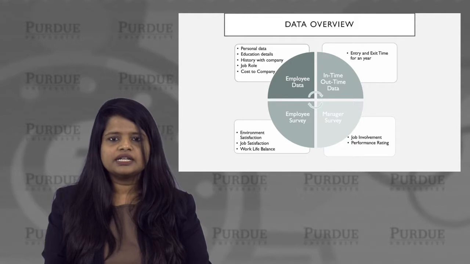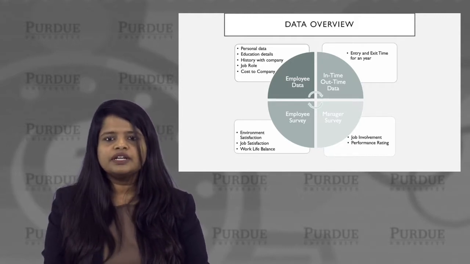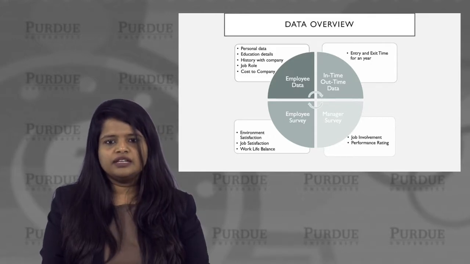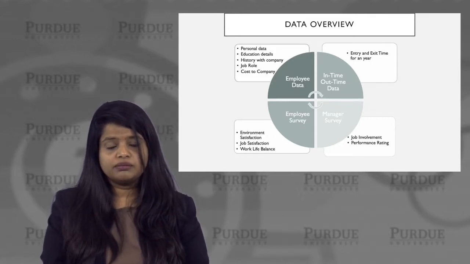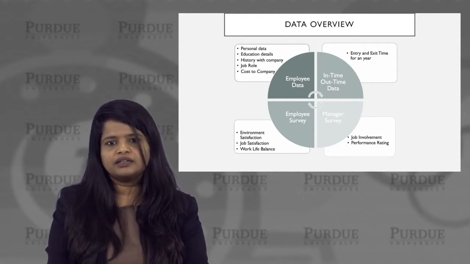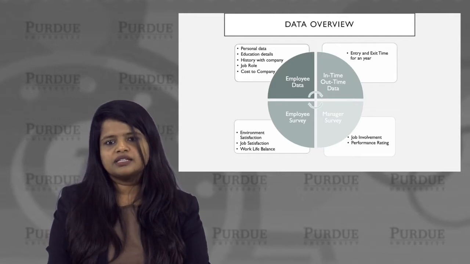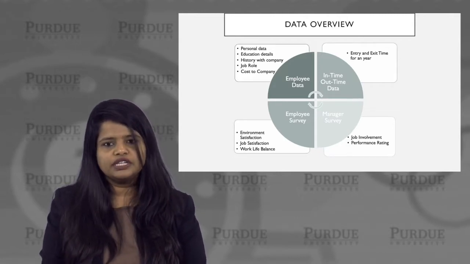The other 2 data sets are employee survey and manager survey data sets. The employee survey data set has values about the environment satisfaction, job satisfaction, and work-life balance that the employee has provided. And the manager survey has information about the job involvement of each employee and his performance rating.